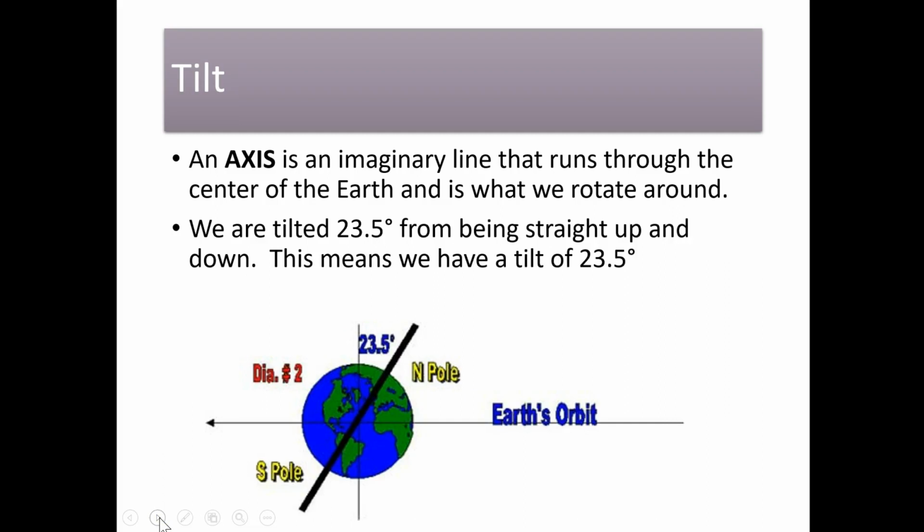And our axis is tilted 23.5 degrees from being straight up and down. This means that we have a tilt of 23.5 degrees.